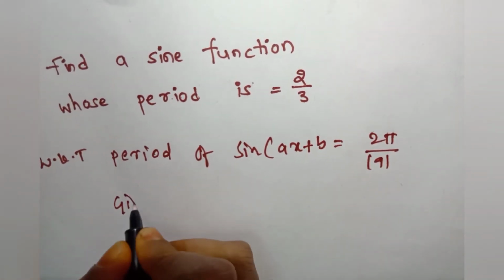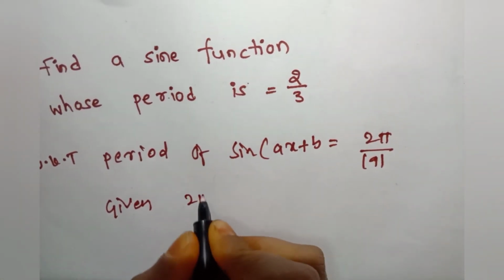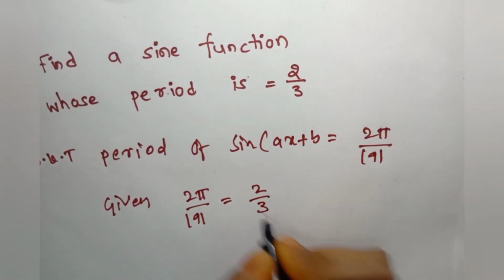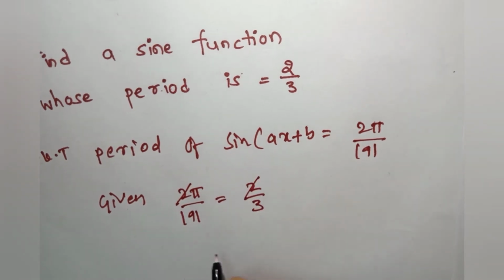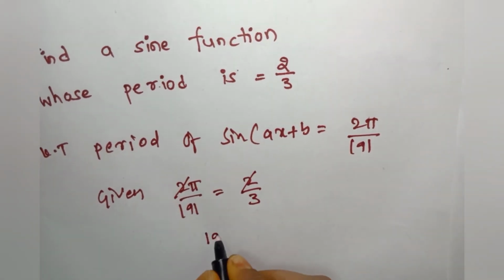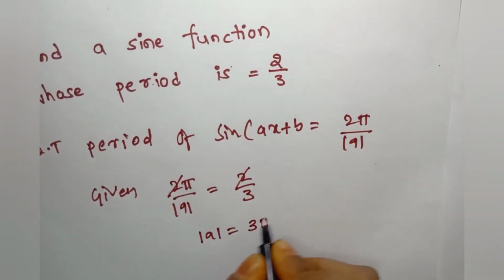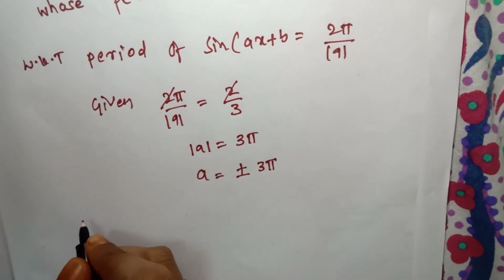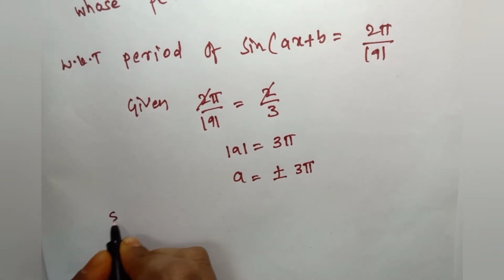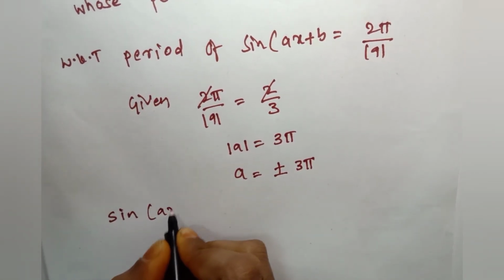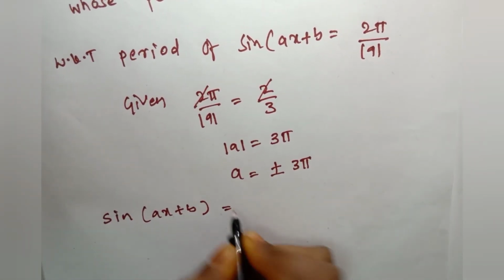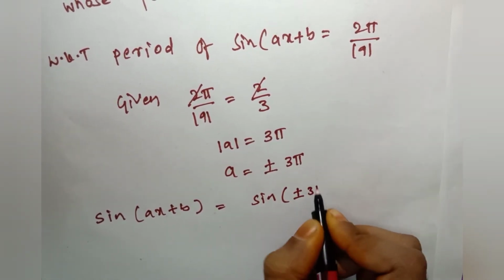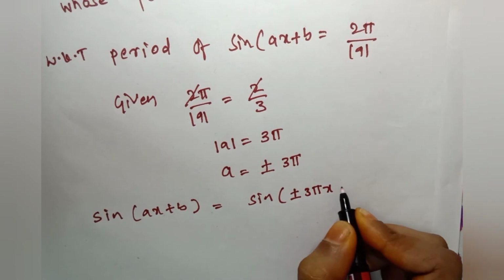Given 2π/|a| is equal to 2/3. So the 2 gets cancelled, π/|a| is equal to 3, so |a| is equal to π/3. So a is equal to plus or minus π/3. He asked for a sine function, so sin(ax+b) is equal to sin of plus or minus (π/3)x plus b. Here b is a constant.